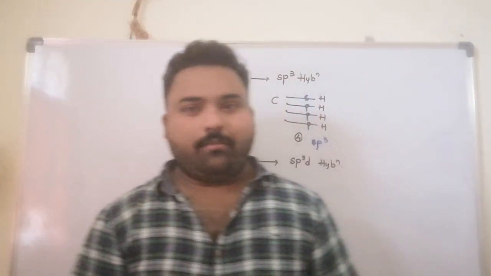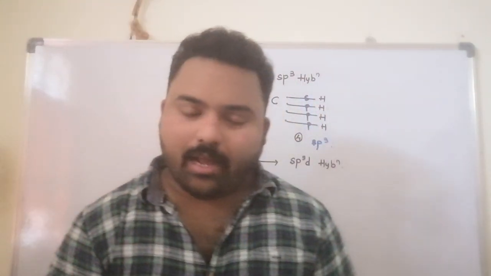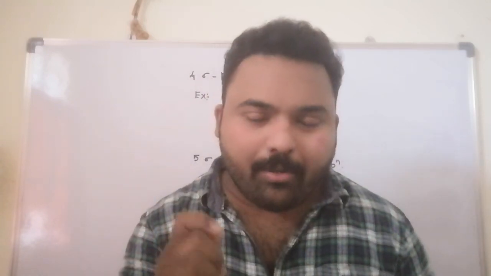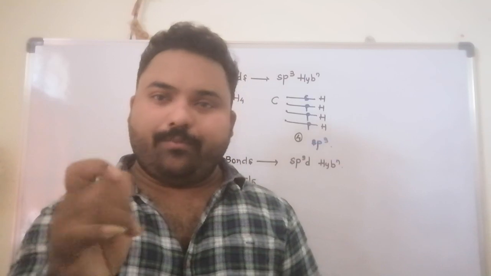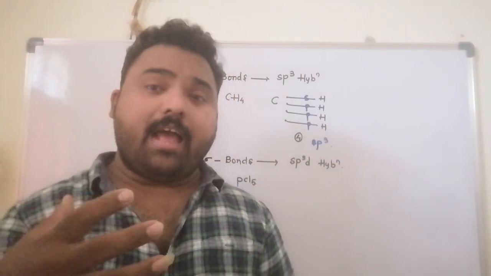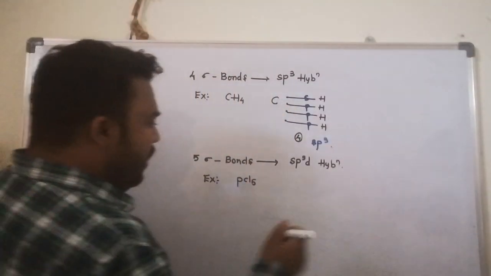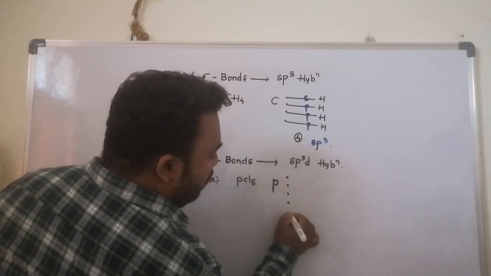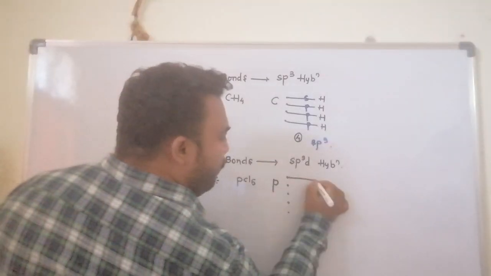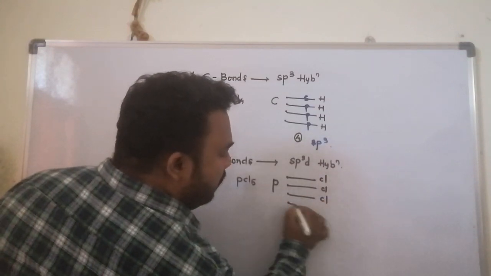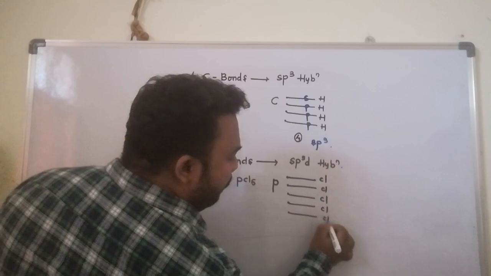Phosphorus is the central atom which undergoes sp3d hybridization. Phosphorus belongs to the 15th group, or 5th A group. So a 5th A group element has a total of 5 valency electrons: 1, 2, 3, 4, 5. One bonds with chlorine, the second with chlorine, the third, fourth, and fifth.